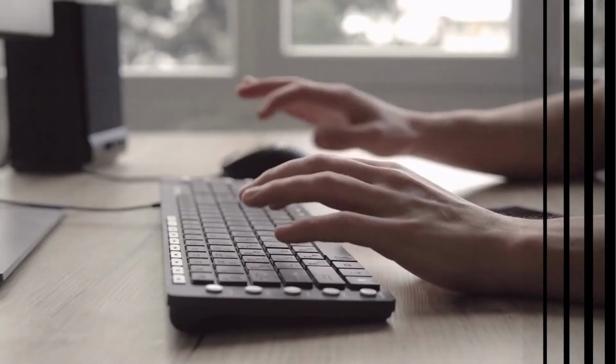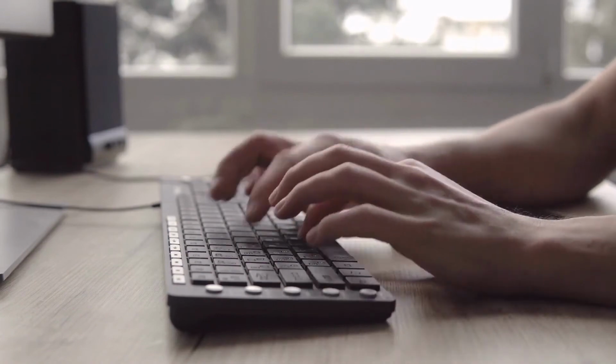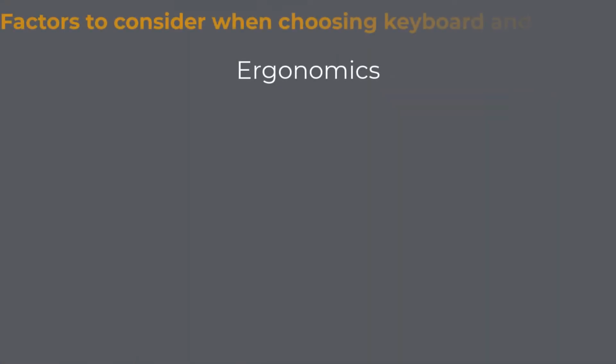Keyboard and mouse. When choosing a keyboard and mouse for CAD, it's important to consider the following factors. Ergonomics. Look for a keyboard and mouse that provide ergonomic design features to ensure comfort during long hours of CAD work. Ergonomic keyboards may have a curved or split design, adjustable wrist rests, and a comfortable key layout. Similarly, an ergonomic mouse should fit well in your hand and promote a natural grip to minimize strain.